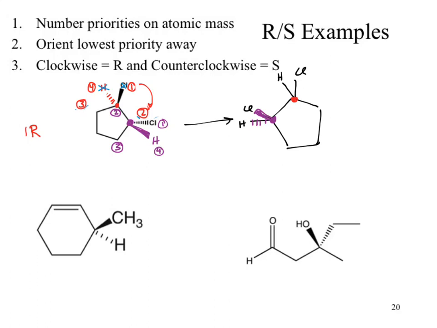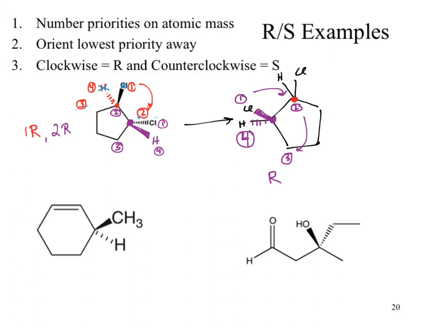I can now transfer over all of my priorities. 1, not a 2, that's a 4. 2, 3. Which direction are we turning? Counterclockwise, which means that's clockwise. Sorry, clockwise, which is R. I can now go back to my name, and I have 1R, 2R, and I finish out the rest of my name. Okay.